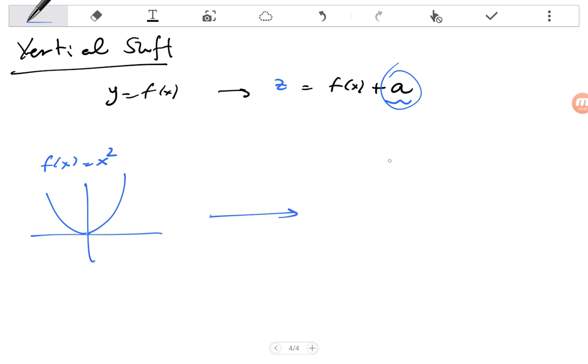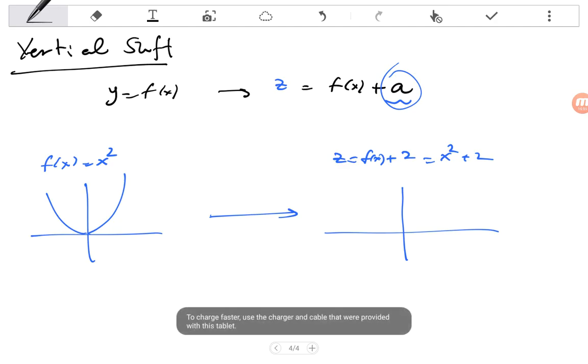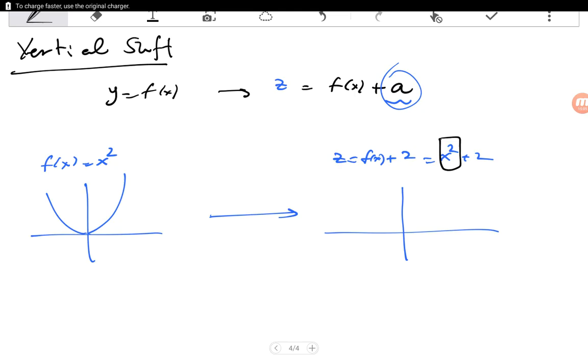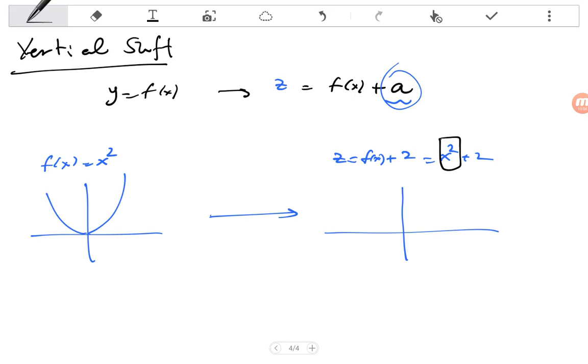If I need to graph the function f of x plus 2, the new function is f of x plus 2, which is x squared plus 2. Now in this case, instead of replacing every x with x plus or minus a number, I will just take the whole function and add or subtract some number. In this case, the shift will be in the same direction as that number, but vertically.